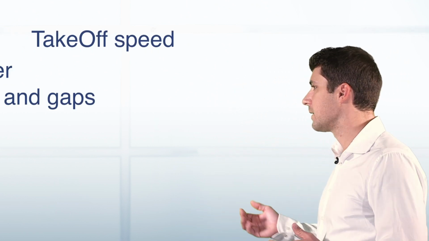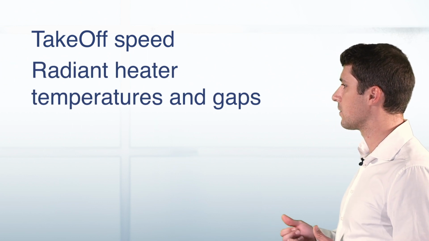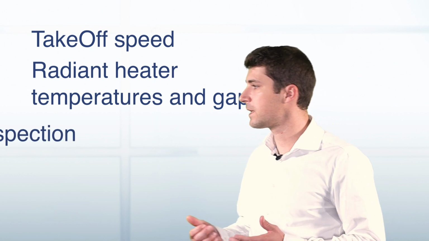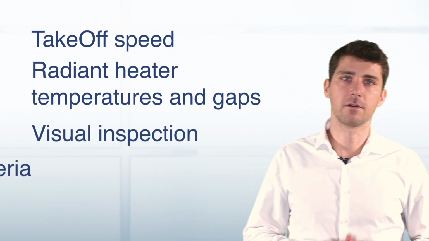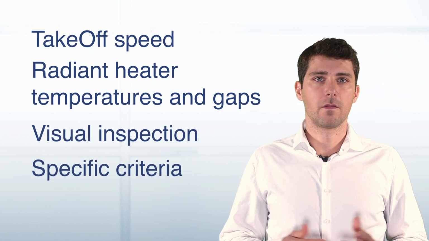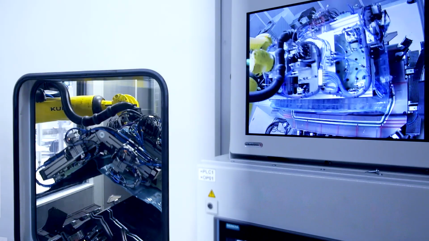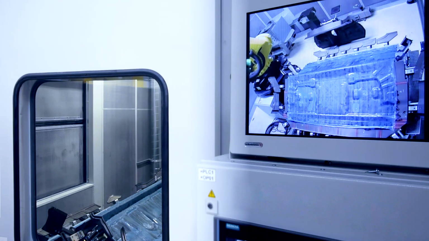In the first step, the component is applied as a 2D stack and assigned a serial number. Process parameters such as takeoff speed, radiant heater temperatures, and gaps are recorded using appropriate sensors, while employees carry out a visual inspection based on specific criteria. In the first step of stamping, the binder resin is activated under a certain temperature and specified times, and the component is formed into a preform.